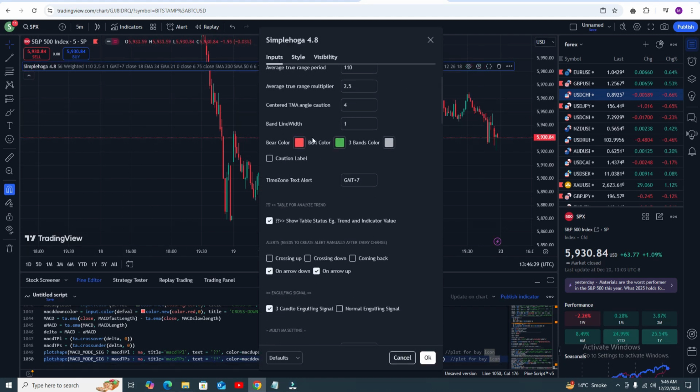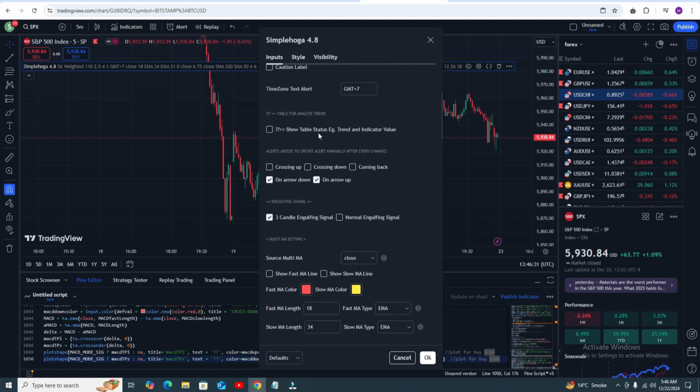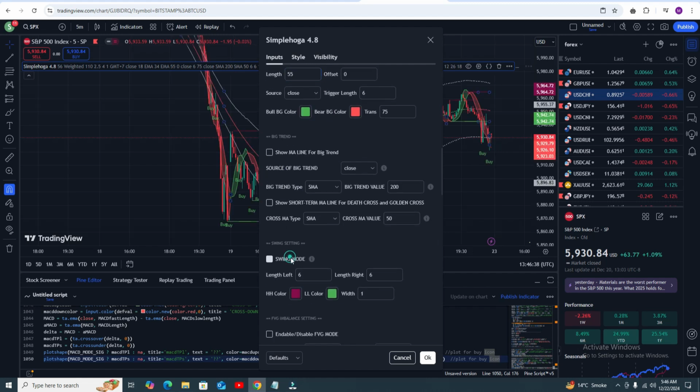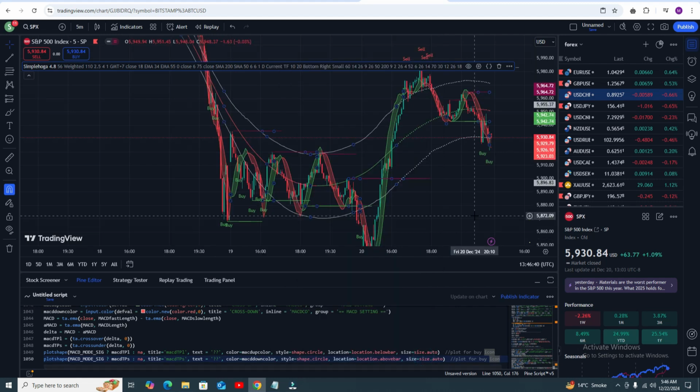Okay, and the most important one is the setting. Just go to the settings, uncheck the table, we do not need the table. Okay, and the full signal we do not need. I'll say 55, and swing mode, and check, that's it. Your indicator is now ready.